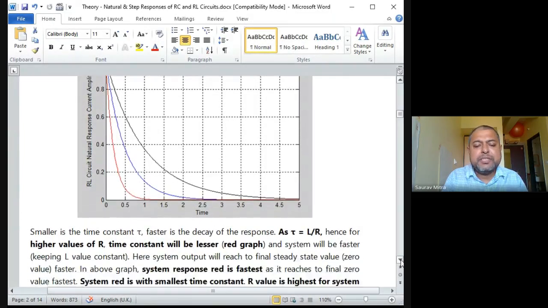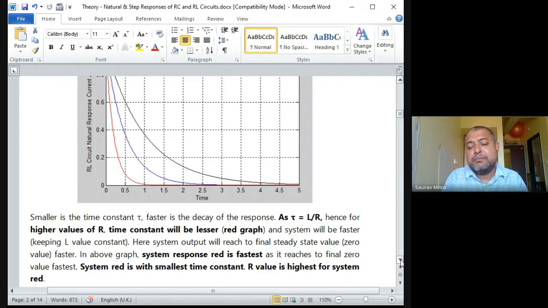And as I am increasing the value of R or as I am decreasing the value of L, I am going from black to the red. So higher values of R or lower value of L will cause lesser time constant, and the time constant will be lesser means red graph and the system will be faster. So keeping L value constant, here they have kept L value constant, R value increasing.